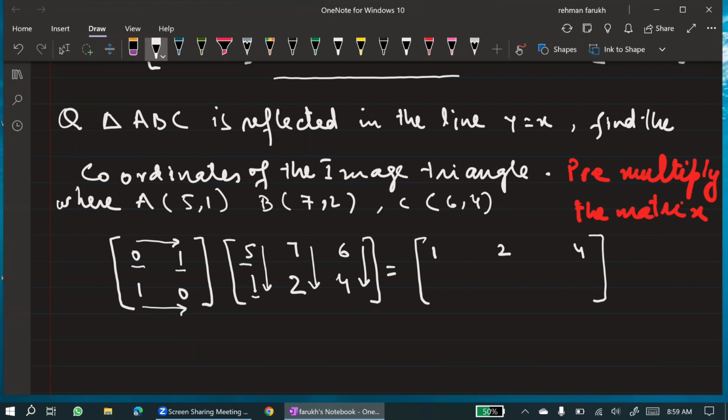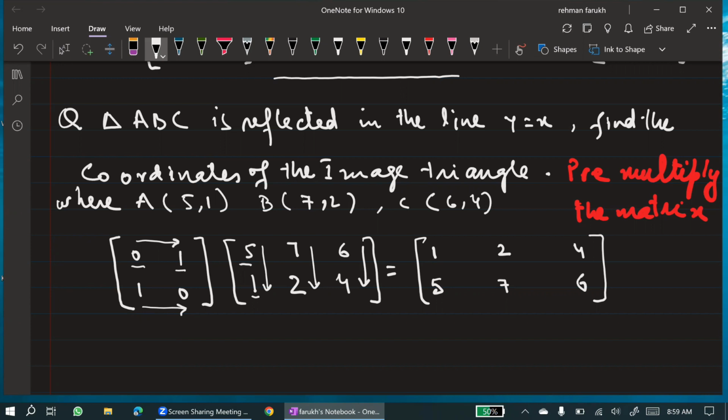Now I will multiply the second row with the first column in the second matrix, 5, 1. Answer is 1 into 5, 0 into 1, 5. I will multiply the second row with the second column. 1 into 7 plus 0 into 2. Answer is 7. Now I will multiply the second row with the third column, 6, 4. 1 into 6 plus 0 into 4, 6.